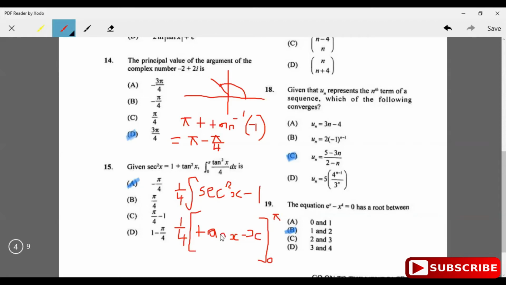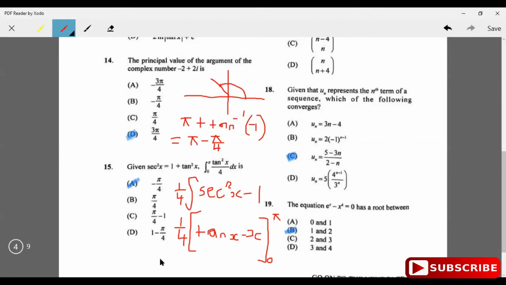Now, what is the tan of pi? The tan of pi is minus 1. Tan of pi is minus 1? It's 0. Oh, 0. Tan of pi is 0.